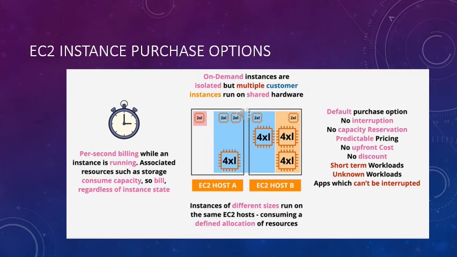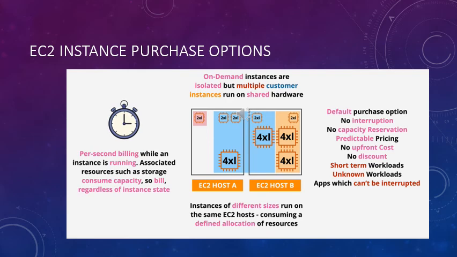So this is just a little bit more information about the on-demand options. This is the normal default option for purchasing a virtual machine, an EC2 instance. So this is how it works. It basically has per second billing. So you're only billed while the instance is running, and it's only on the per second basis.